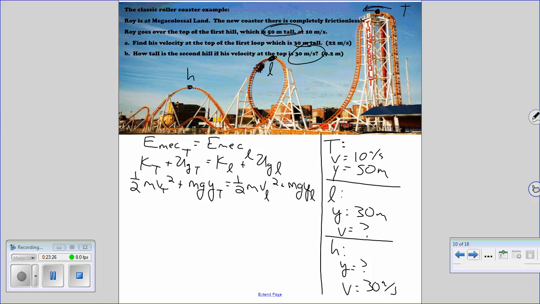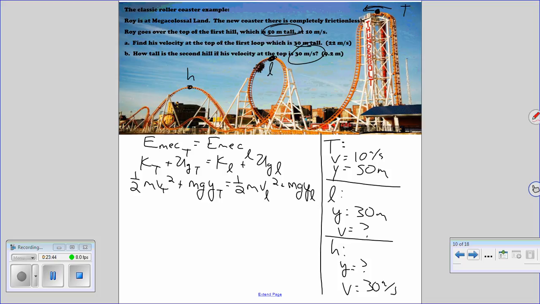Okay, so at this point, basically, we know all of our numbers. We're just going to solve for the velocity at the top of the loop, right? Oh, I'm lying. We don't know all of our numbers. So let's plug in the numbers we know. I guess at some point the masses are going to cancel. I'm just deciding if I want to cancel them now. I might as well since I brought it up, right?